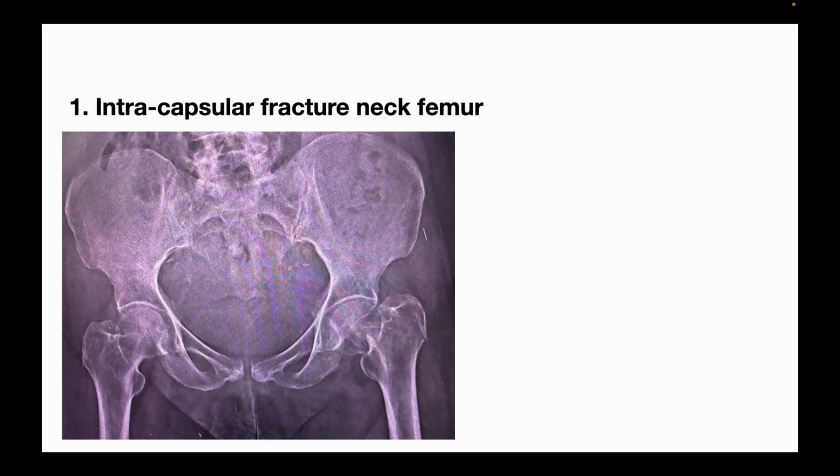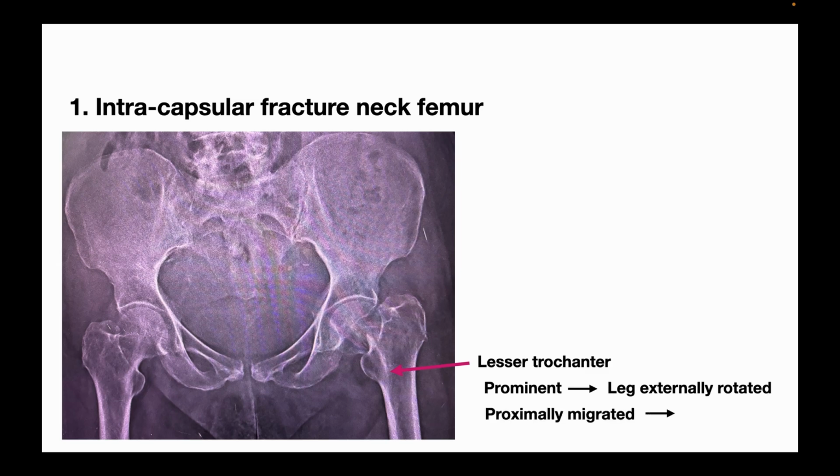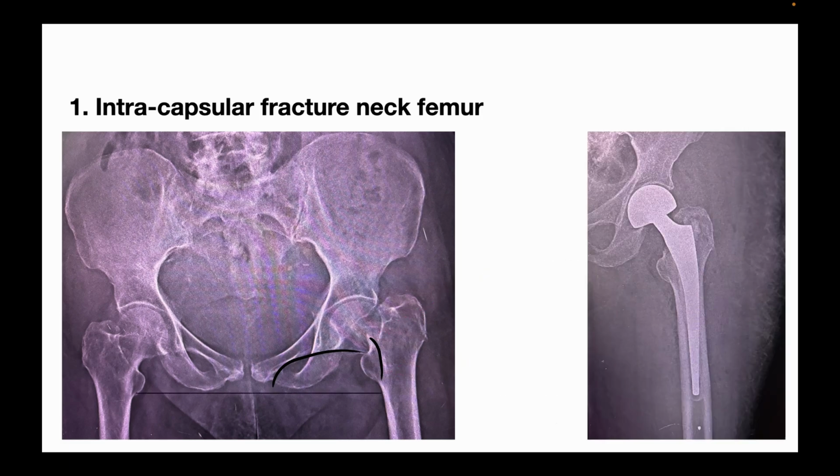Here is a radiograph of an intracapsular fracture neck of femur. The lesser trochanter is prominent, indicating an externally rotated leg. It has also proximally migrated, indicating shortening. You can also see the broken Shenton's line here. A hemiarthroplasty was done for her.